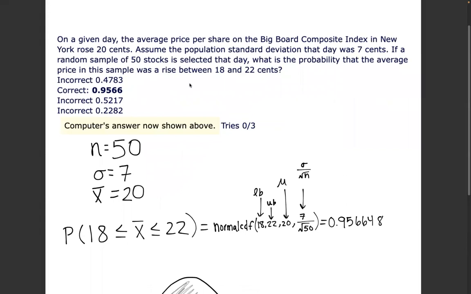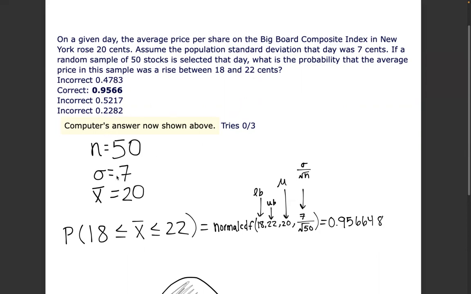Okay. This question was in the previous recitation, but I'll still go over it in case there are some slight differences. I know the numbers here are different. So on a given day, the average price per share on the Big Board Composite Index in New York rose 20 cents. Assume the population standard deviation that day was 7 cents. If a random sample of 50 stocks is selected that day, what is the probability that the average price in this sample was a rise between 18 and 22 cents?